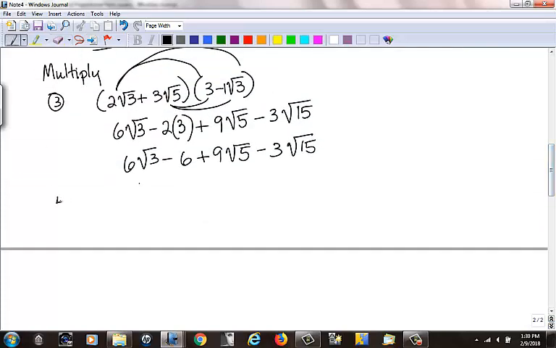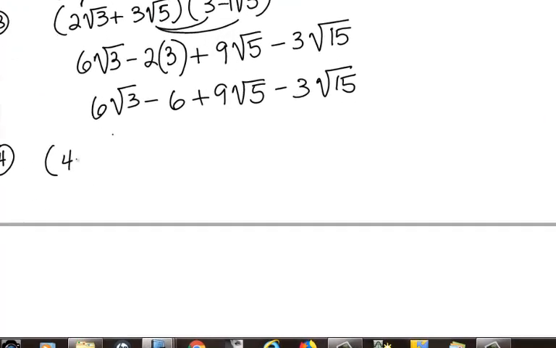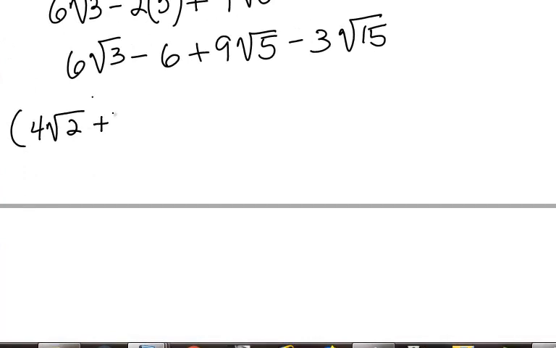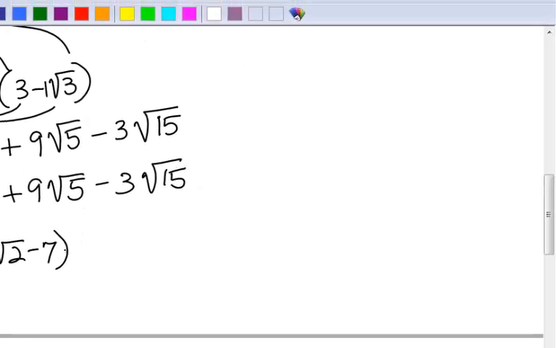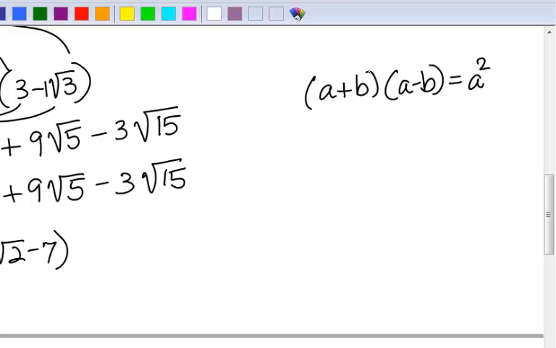These won't be bad. So then, let's try one more. The quantity 4 radical 2 plus 7 and 4 radical 2 minus 7. Now, before I multiply this out, you could look at this and do the shortcut. Recognize this as a plus b times a minus b. If you have a plus b times a minus b, when you multiply that, you get a squared minus ab plus ab.